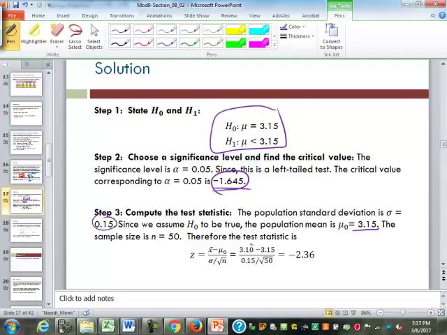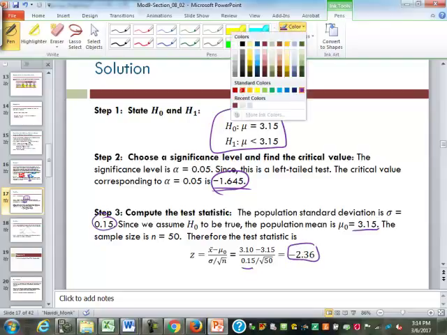So we're going to create our test statistic here. 3.10 is the sample mean, minus 3.15, which is the assumed population mean from our hypothesis, divided by the standard deviation of 0.15 over the square root of the sample size, n was 50. That gives us a test statistic of negative 2.36.